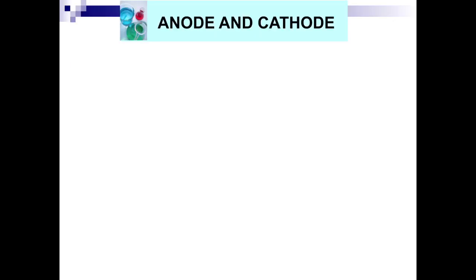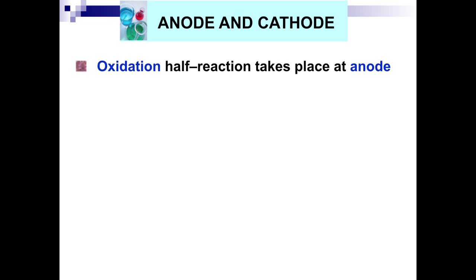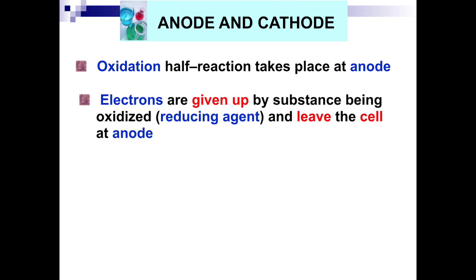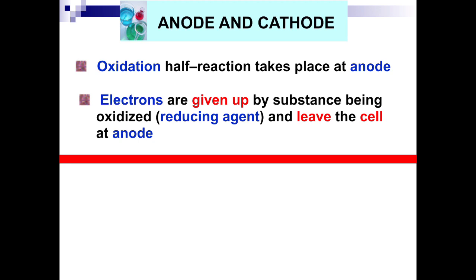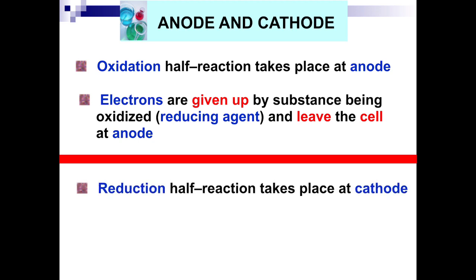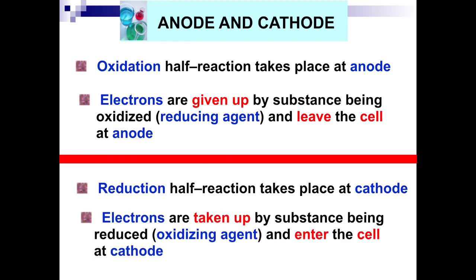To know the operations, we must know first what happens at anode and cathode. The oxidation takes place at anode. The electrons are given up by substance being oxidized and leave the cell at anode. While at cathode, reduction takes place. The electrons are taken up by substance being reduced and enter the cell at cathode.